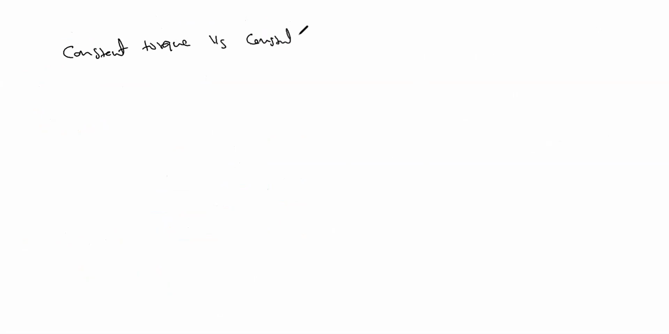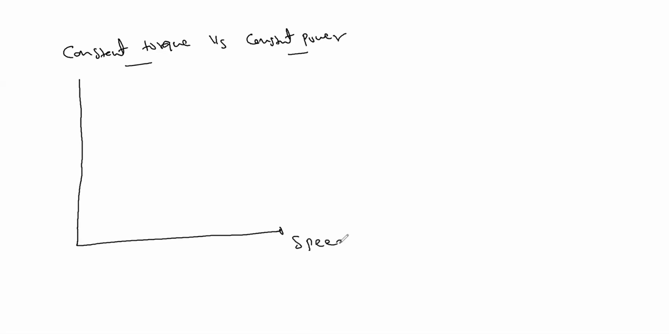Constant torque versus constant power drives. So wide variation of speed, let us see here now. This is speed, and on the other axis torque or power. So this speed is base speed, I would say NB. Left side is N less than NB, right side is N greater than NB. Clear?